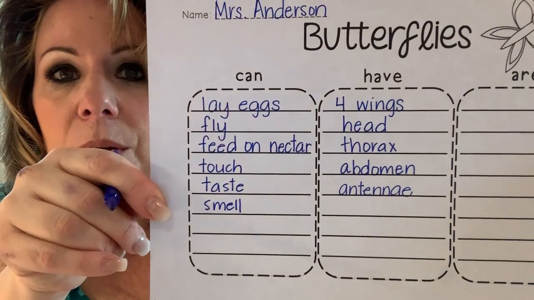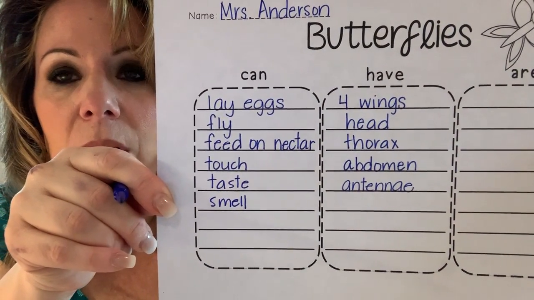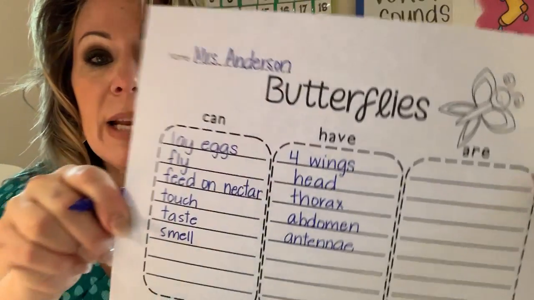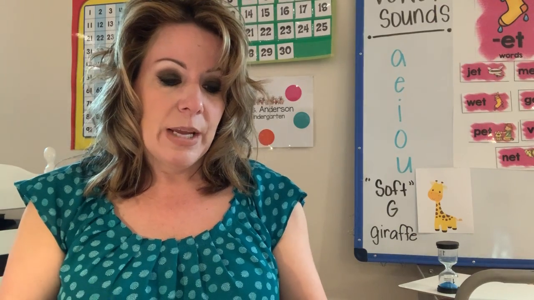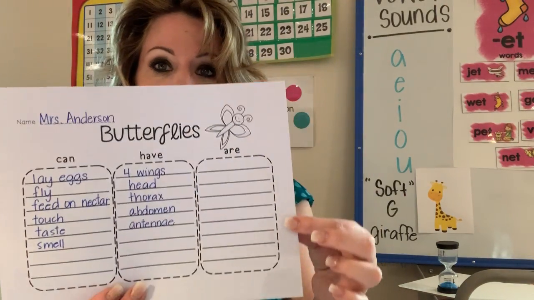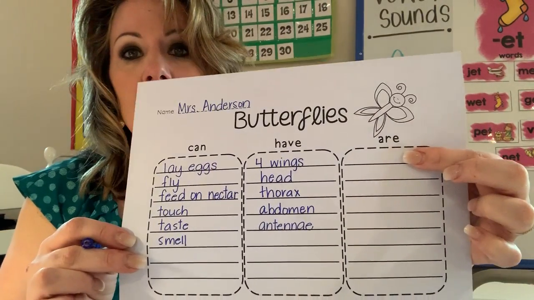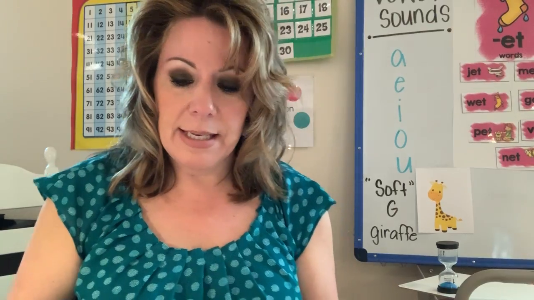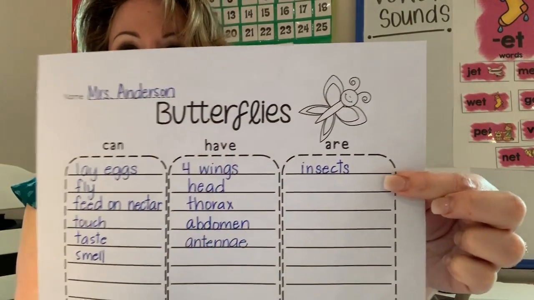Okay, there we go. It's a lot to write down, I know. But it's important that we understand that when we're getting information, how to use that information. And if you need to pause the video, pause the video. Okay, the very last one right here, this word is are. Butterflies are what? They're insects. They are very pretty insects. I wrote insects right there.